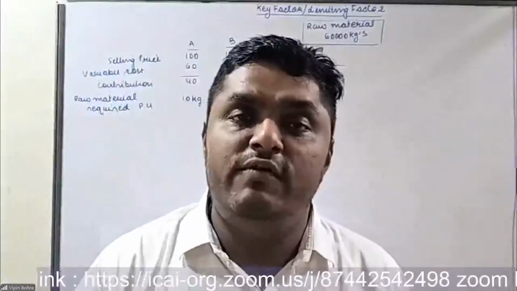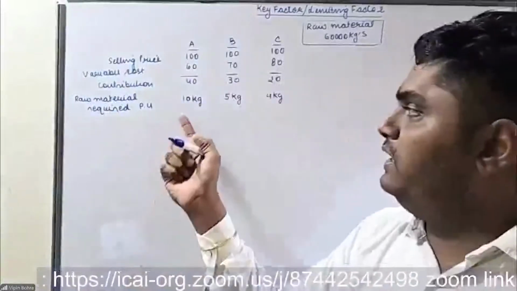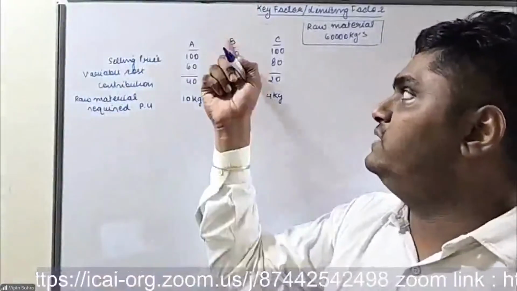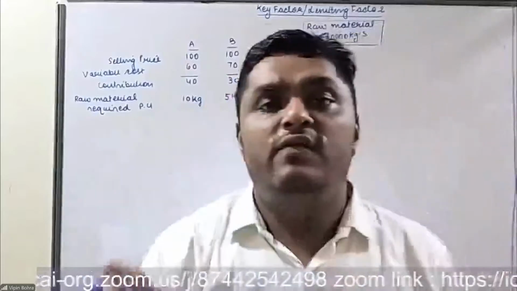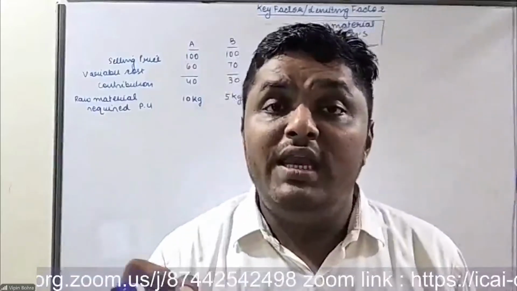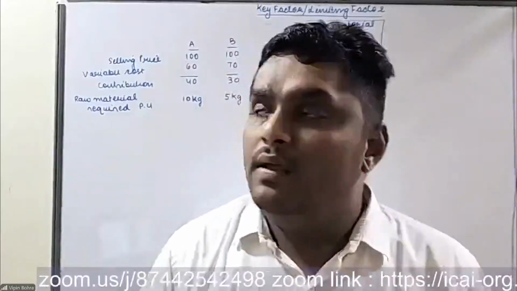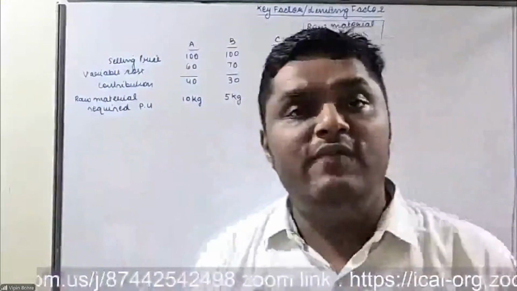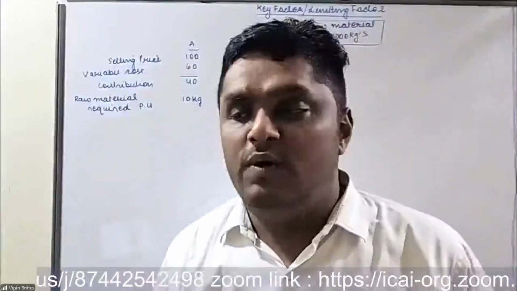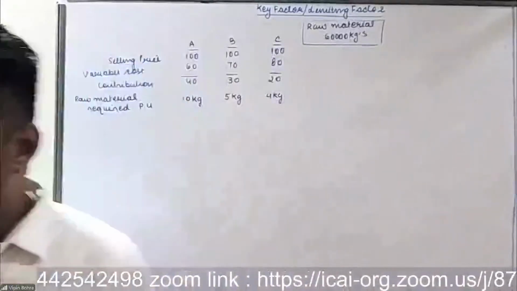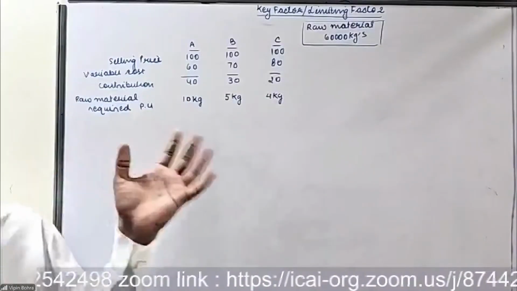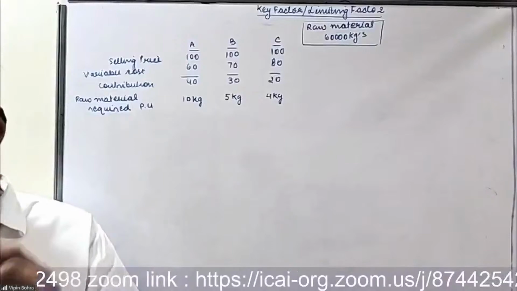I repeat again, guys, additional information is given in the question, that is to manufacture product A we need 10 kgs, to manufacture product B we need 5 kgs, and to manufacture product C we need 4 kgs. Now, can you tell me which product we should manufacture so that we can get the maximum profit? Waiting for your answers, guys. Can you advise which product we should manufacture and sell so that we can get the maximum profit?